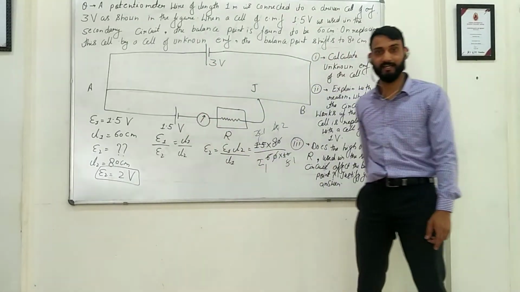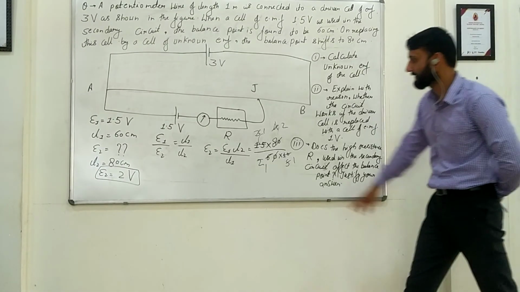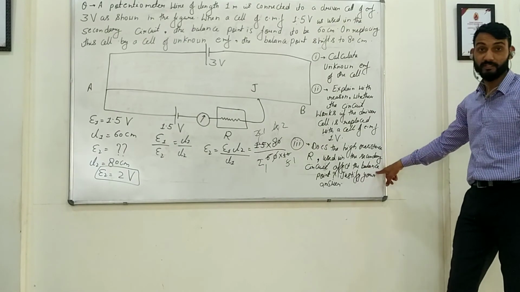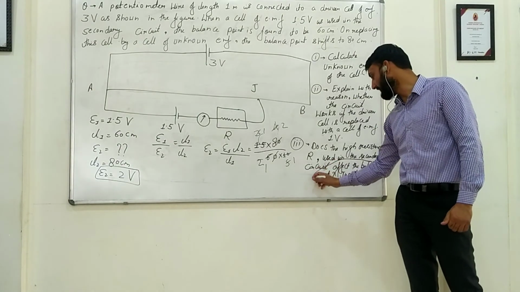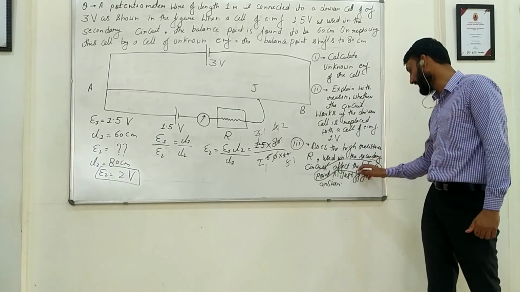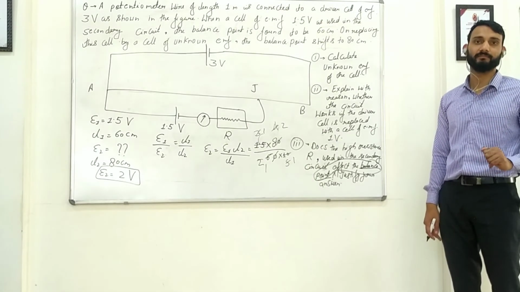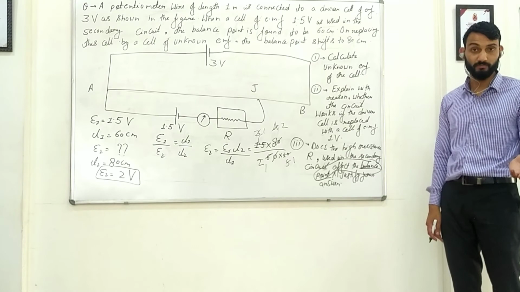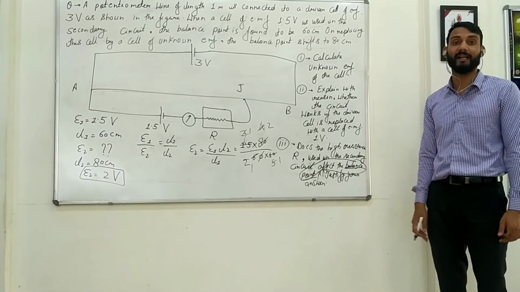greater. Third part: does the high resistance R, which is also connected, affect the balancing point? Of course that is quite evident that if you have a balance point, will the galvanometer show any current? Answer is no. Why will the galvanometer not show any current? Because we have received the balance point.